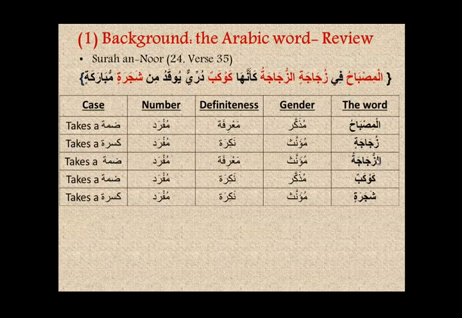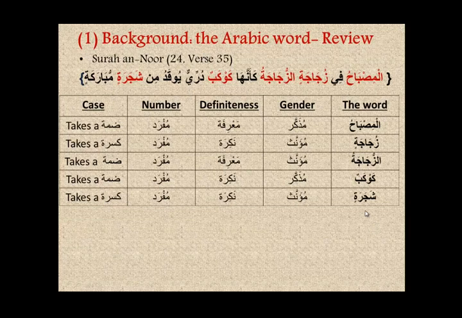Az-zujajatu has the alif lam, making a ma'rifah. It has a ta marbuta, which makes it mu'annath. Mufrad singular takes a dhamma. Kawkabun, we hear the tanween, making the word nakirah. It is mudhakkar, masculine, mufrad singular, and takes a dhamma.